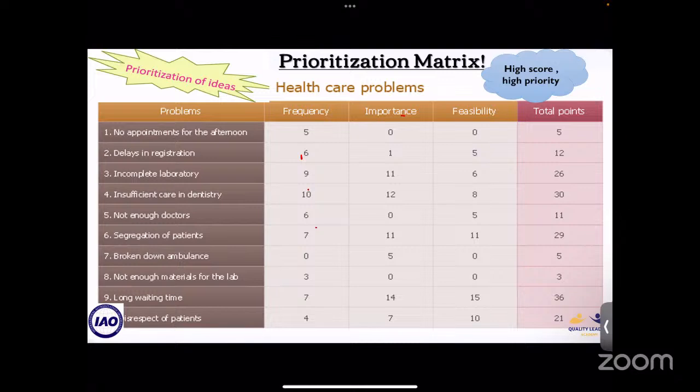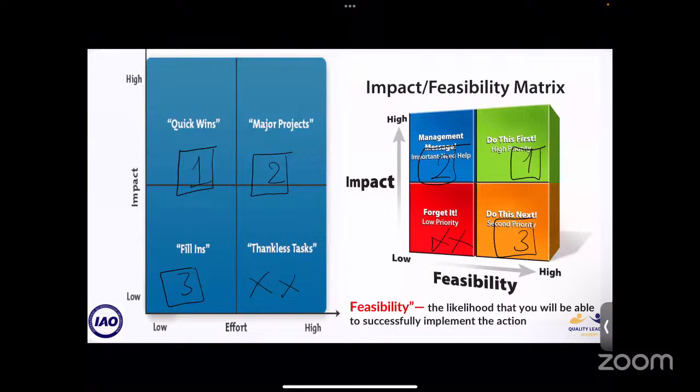And I want something like, for example, here in the problem, the highest point is the long waiting times. And the high priority, this is what I will start with first. And this is the major problem that I will use to make my prioritization. And this is the prioritization matrix. All right, so the priority matrix, do you get it? Any question regarding this?